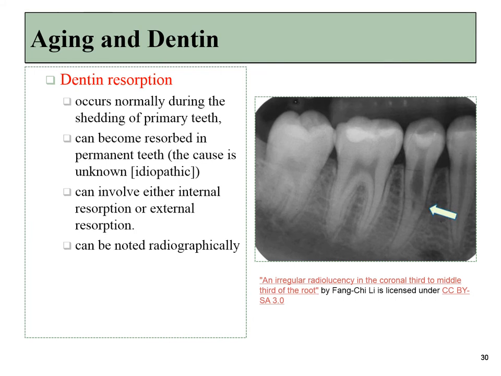Dentin can be resorbed or lost over time, and this can be made apparent under a radiograph. We usually don't know why this happens, but if the pulp chamber seems to get enlarged, that's a sign of dentin resorption. This occurs normally during the exfoliation of the primary teeth, but it can happen again in adulthood accidentally.